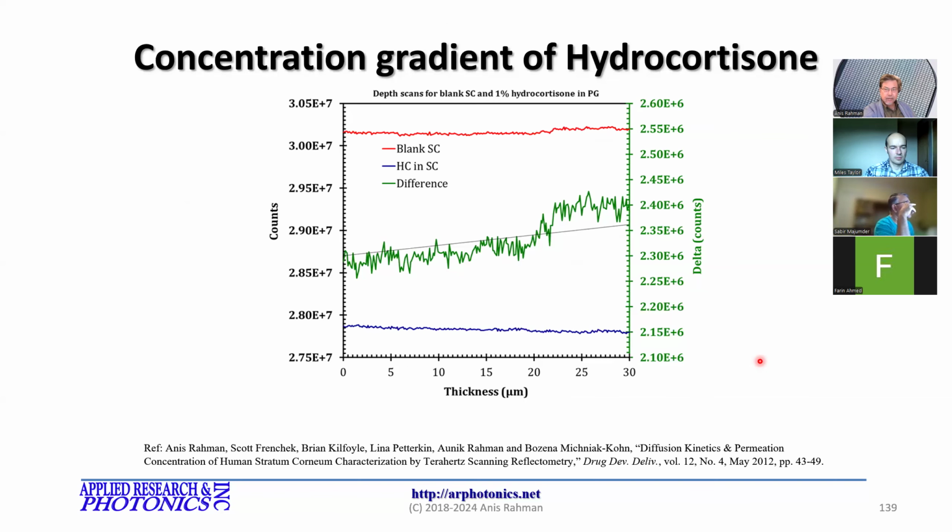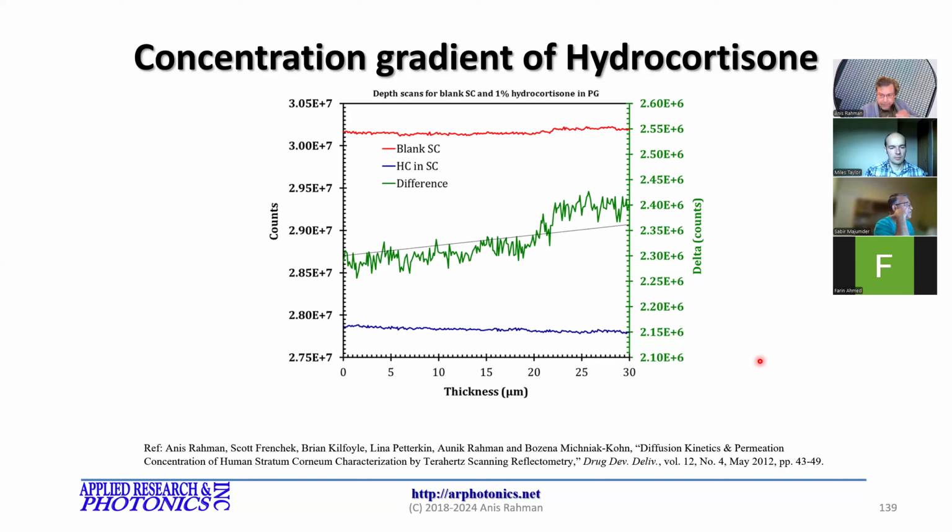So these counts, can you go back for a second? These counts are directly proportional to the concentration. Exactly. And you added 1%? Yeah, 1% hydrocortisone in propylene glycol.